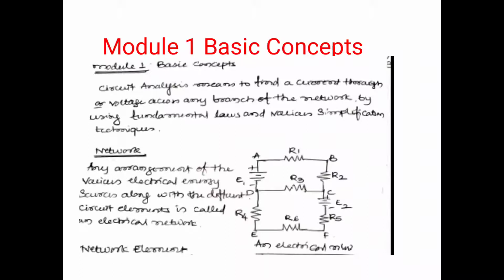Any arrangement of sources of electrical energy along with different circuit elements is called an electric network. What is a network? It is different components, active or passive, but here resistors and sources. Here the two sources, E1 and E2, with the polarity plus and minus. All these circuit elements together are called an electrical network.